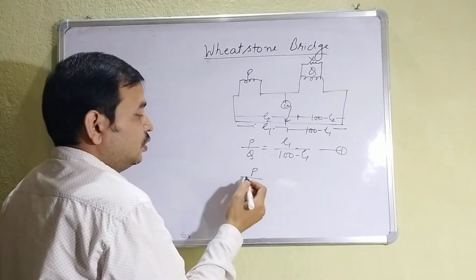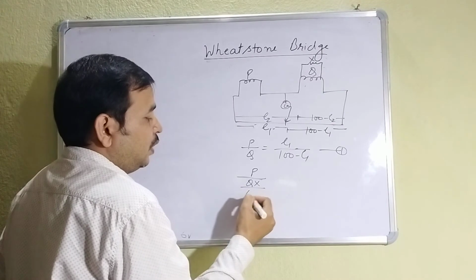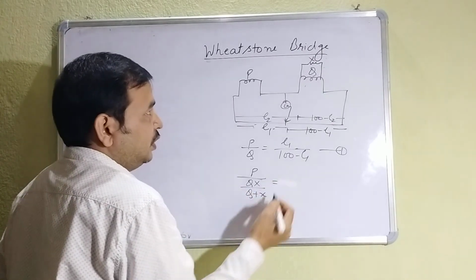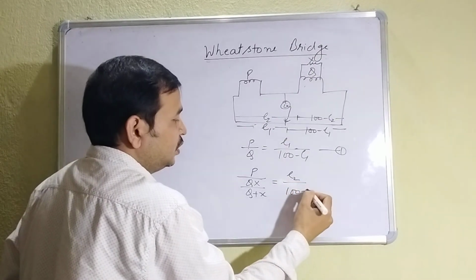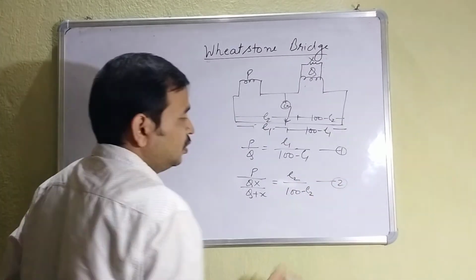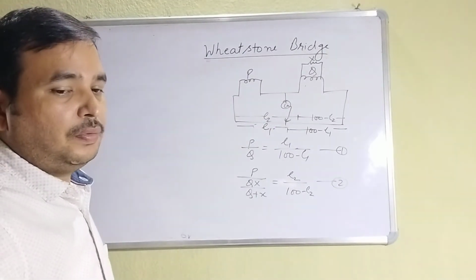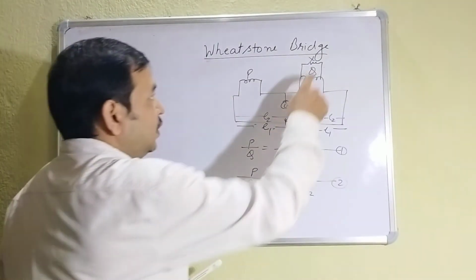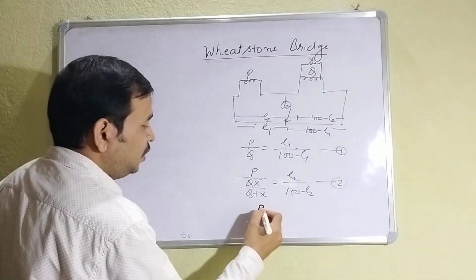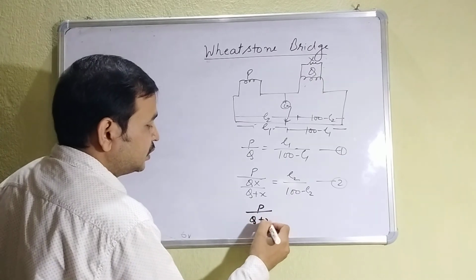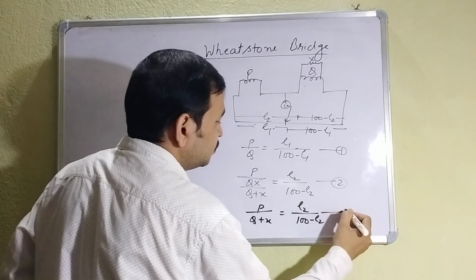Suppose here parallel. So what is the equivalent resistance of 2 resistors in parallel? Qx by Q plus X. And this is balanced at this length, so P by Qx by Q plus X is equal to L2 by 100 minus L2. So this will be equation 2. And according to that you have to solve. If it is given that it is in series, then you have to write the same thing like this. P by Q plus X is equal to L2 by 100 minus L2.